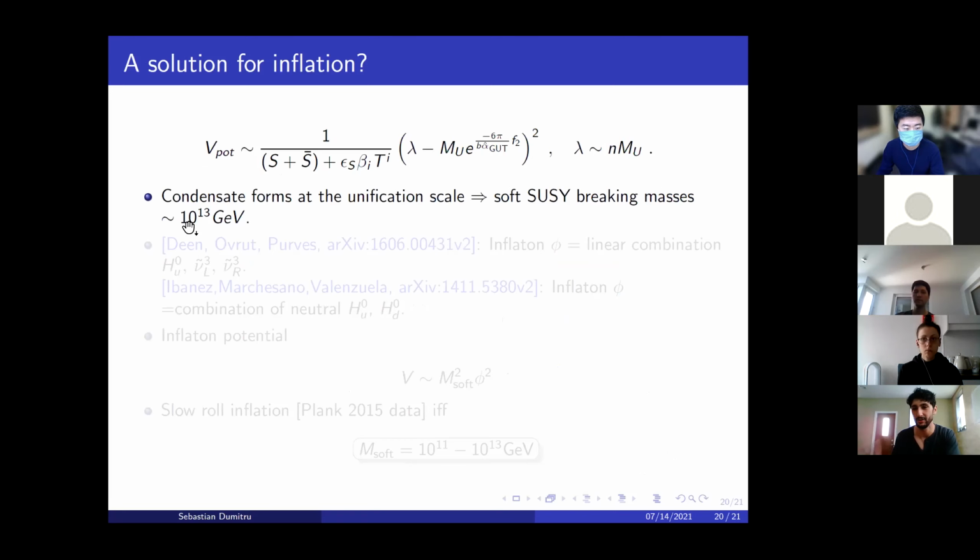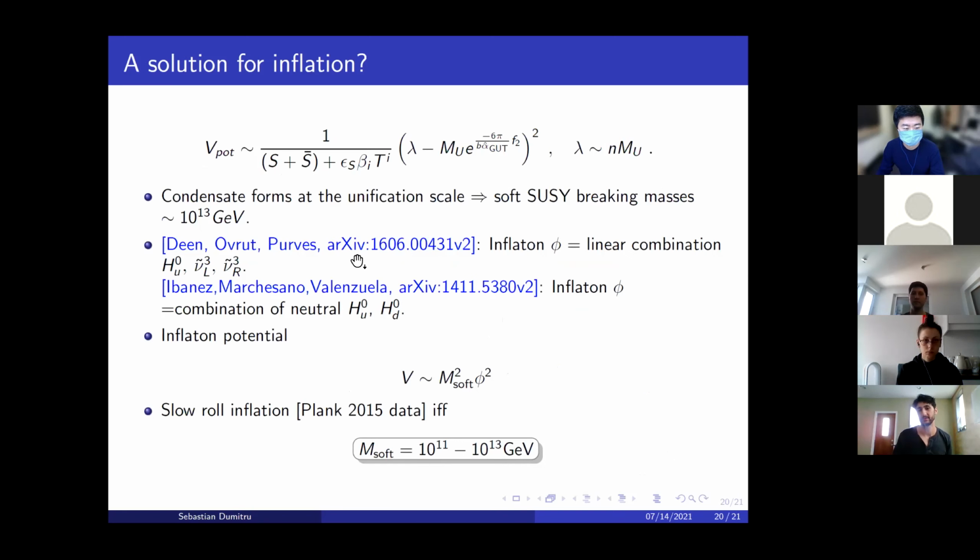This is not desired for people at the LHC, for example, but there are papers which make this case very interesting. There are two papers about inflation in which the inflaton is a linear combination of the Higgs up and the neutrinos. And another one by Ibanez, Marchesano and Valenzuela, which proposes an inflaton which is a linear combination of neutral Higgs up and Higgs down. So the inflaton potential in this case would be M soft squared times phi squared.